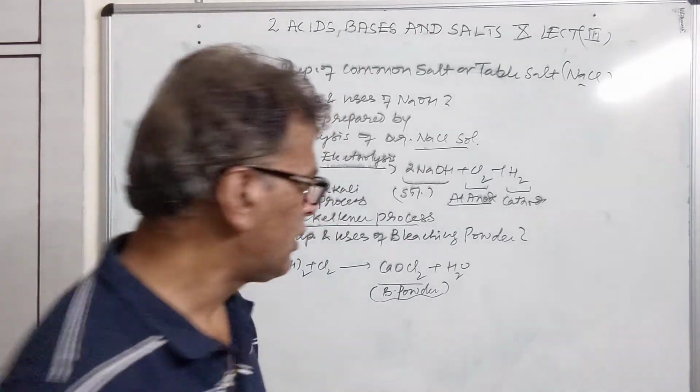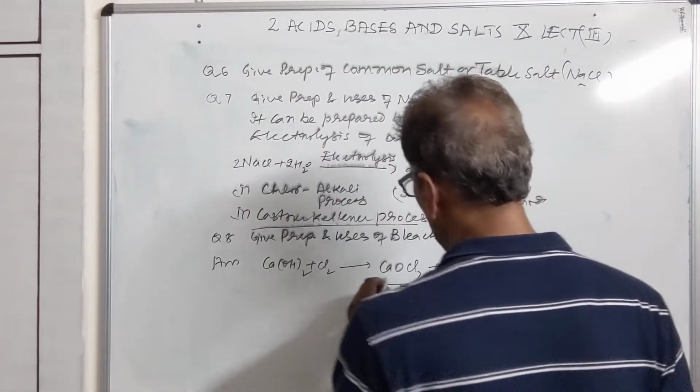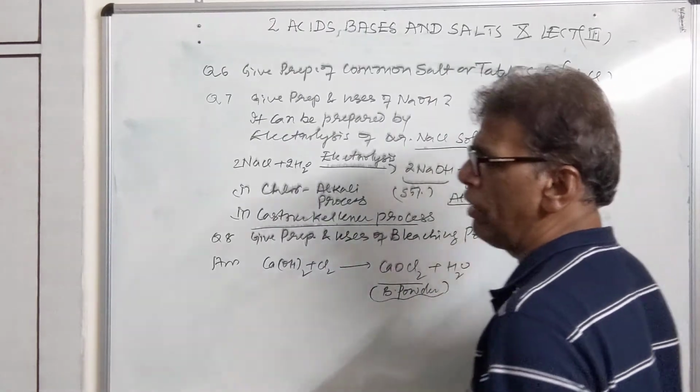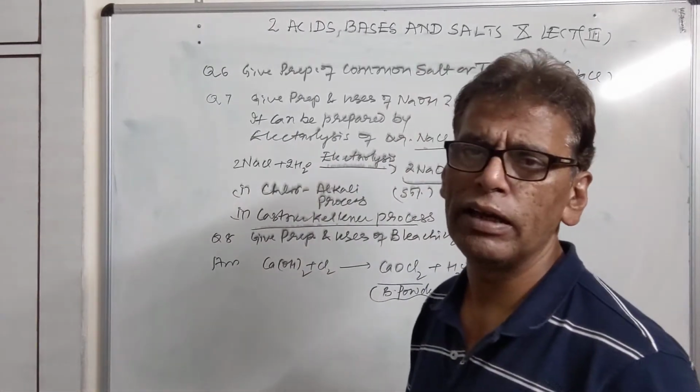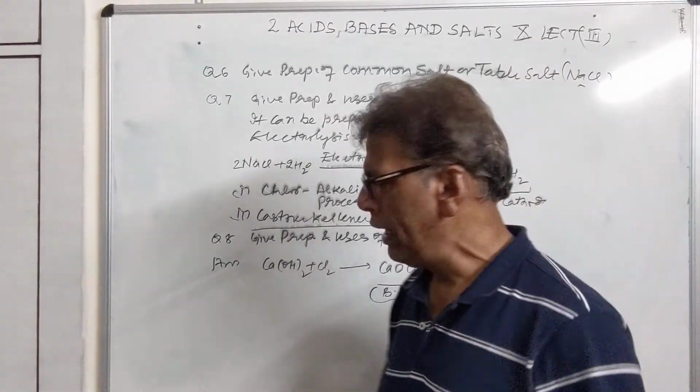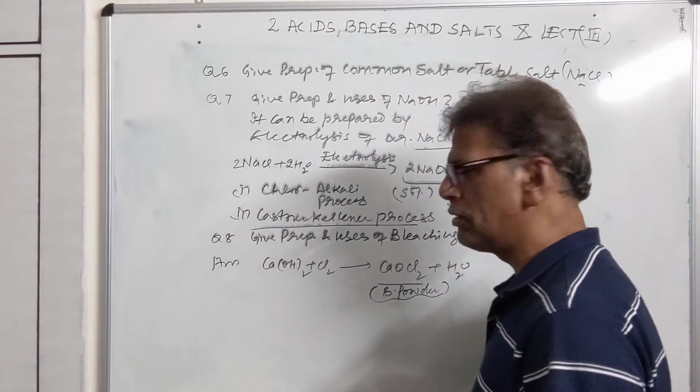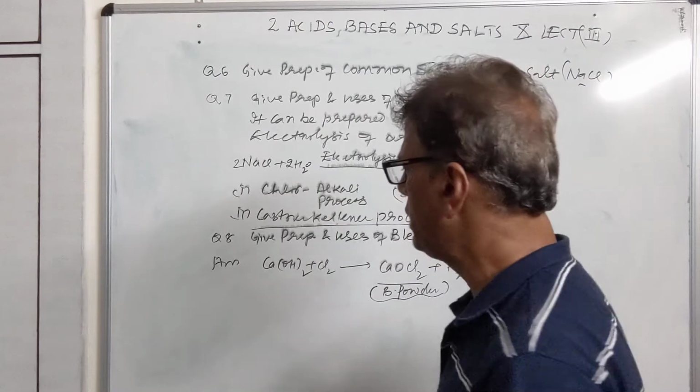Then we have the uses of bleaching powder. It is used in the textile industry, it is used in the preparation of organic compound like chloroform, and this compound calcium oxychloride is used as a bleaching agent.